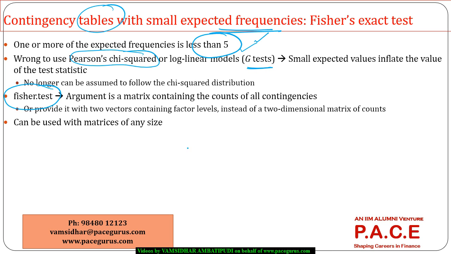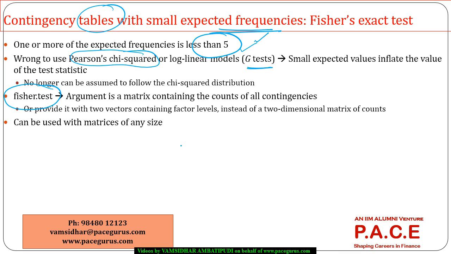Again, as a part of good practice, if you end up with an expected frequency of any of the groups less than 5, we should not use a Pearson chi-square test or a g-test. It's not appropriate because the small expected values will inflate the value of the test statistic, because we are doing a square there, or in the case of Pearson chi-square, observed minus expected whole squared by expected. If expected is a very small value, the chi-squared value will go up like anything.